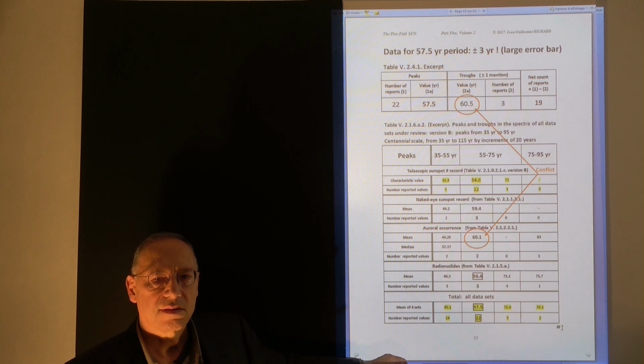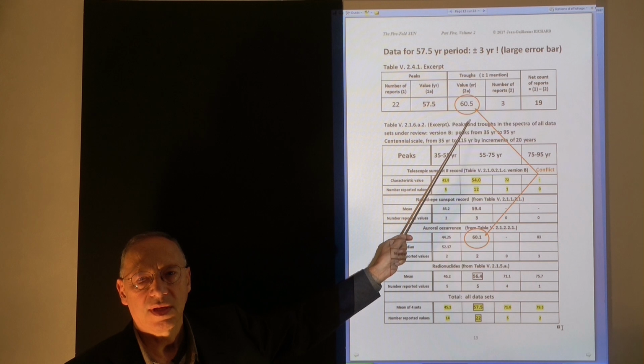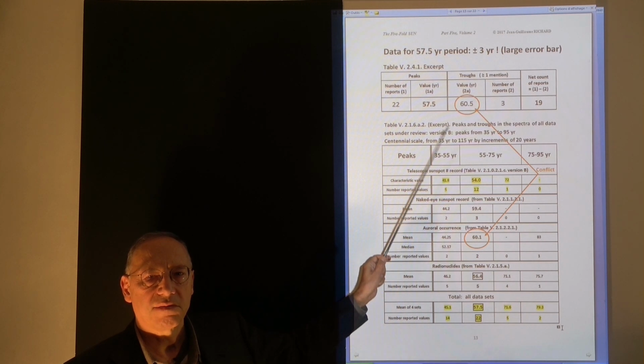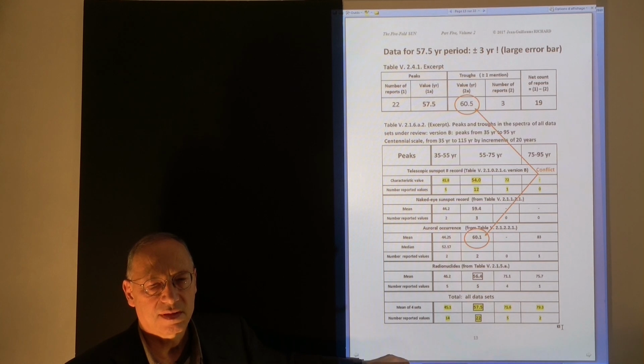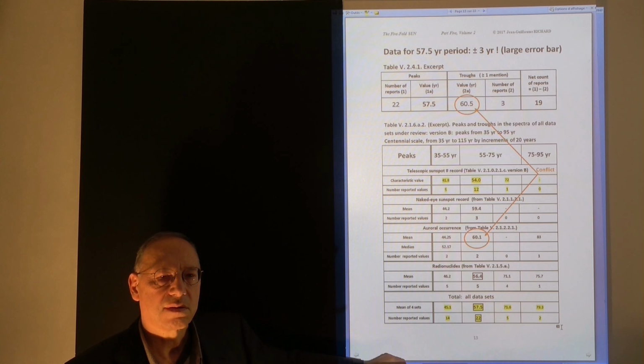In the data supporting the presence of this spectral peak, we have one peak near 60 years. It is here in the auroral data, but we also have a trough at 60.5 years. Because of this conflict, the value of 57.5 is retained here as a spectral central value, in a bin including 22 reported such detected periodicities.